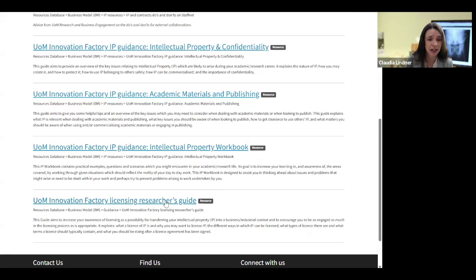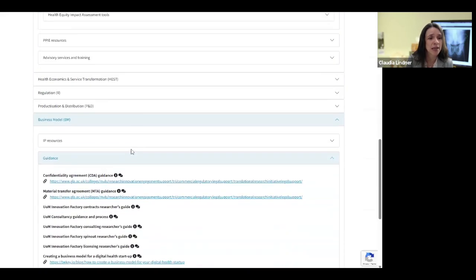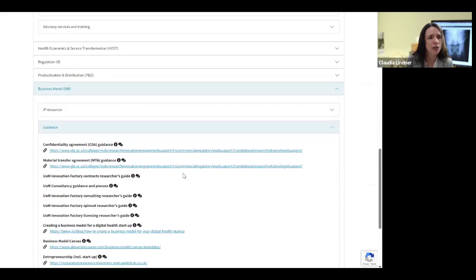And then you can just click on them and it takes you to the resource database in that space where IP is mentioned, so you can look at it in more detail. Now, you noticed earlier on, I talked about the University of Manchester login button.